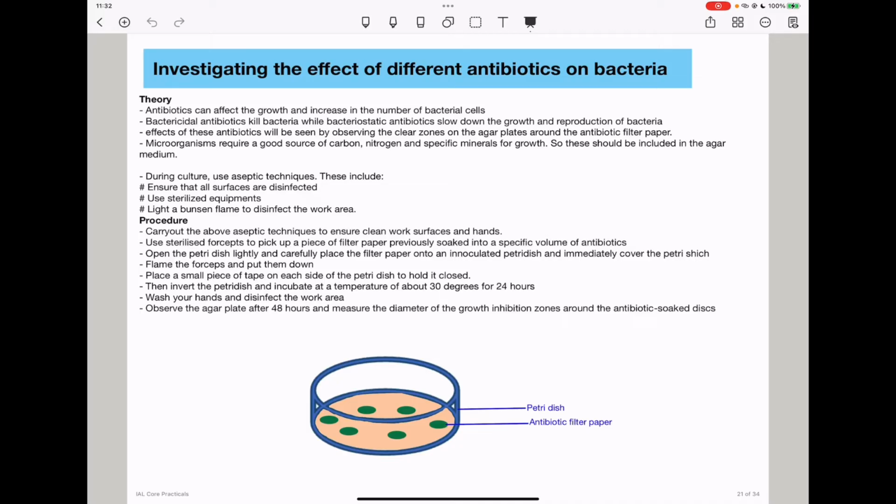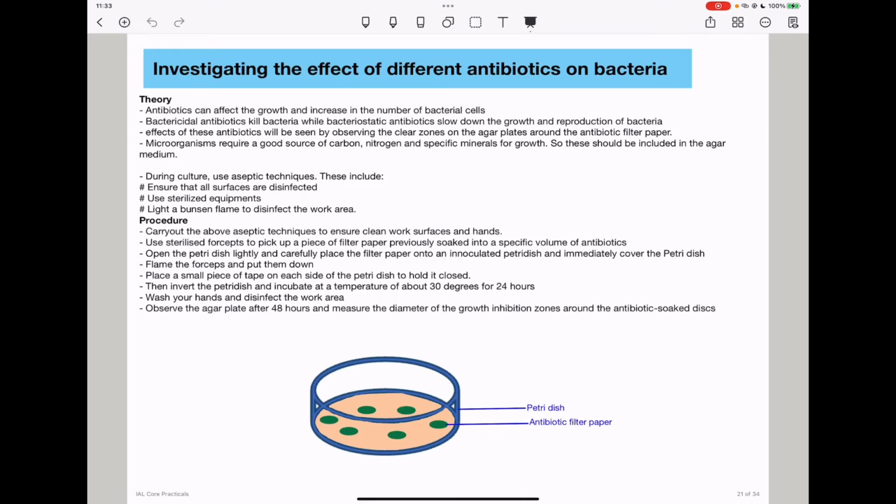You remember you first pour the agar into the petri dish, the agar will solidify, and then on top of the agar, you will use a sterilized loop and inoculate with microorganisms, and then using sterile forceps, you'll pick up the filter paper that has been previously soaked in the antibiotic and place it in specific areas. Remember, in this process, you have to make sure you minimize the exposure of the agar to the open air. So when you're placing the filter paper, open the petri dish lightly and carefully place the filter paper onto the inoculated petri dish. You immediately cover the petri dish.